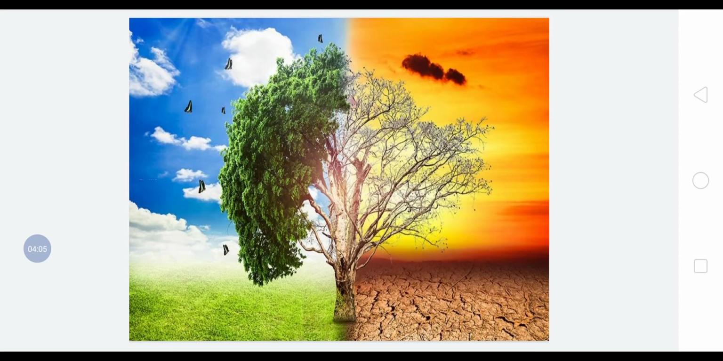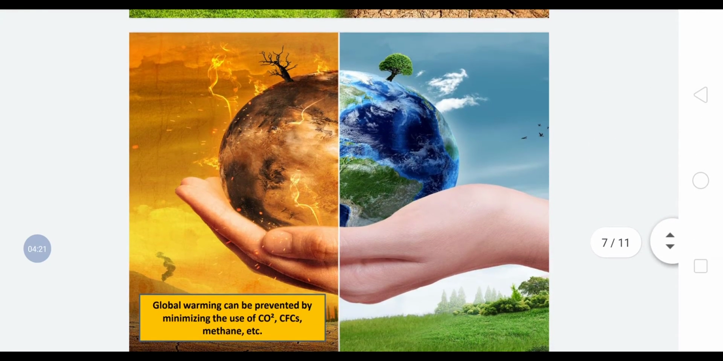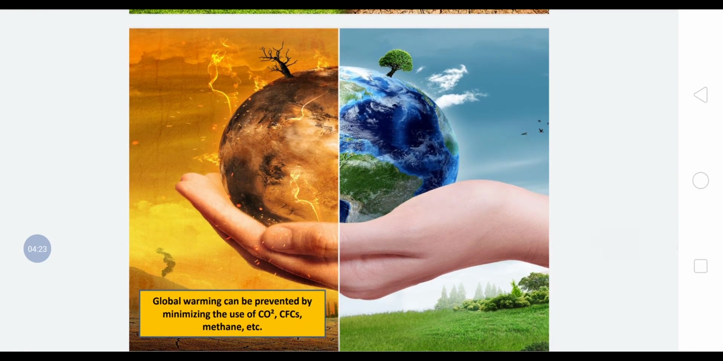And we all know that until and unless we humans make some efforts to reduce CO2, it will have adverse effects on us. And yes, global warming can be prevented by minimizing the use of some gases like CO2, CFCs, that is chlorofluorocarbons, and methane. These are some of the gases which give a very bad impact on the environment.